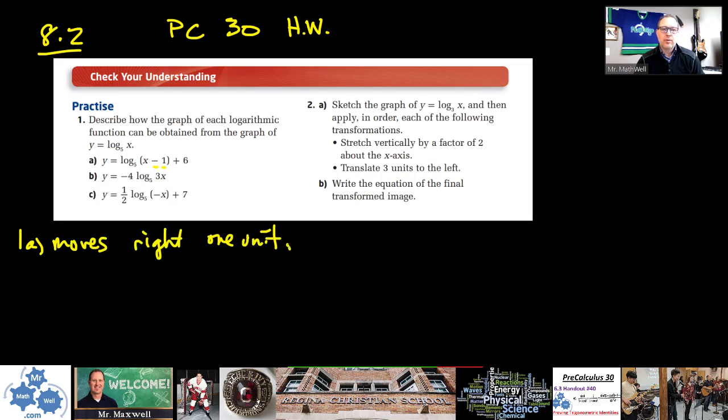And also, we need to examine the k value, and the k is plus 6. The k value moves things either up or down. So because it's a positive 6, this also moves the graph up 6 units.